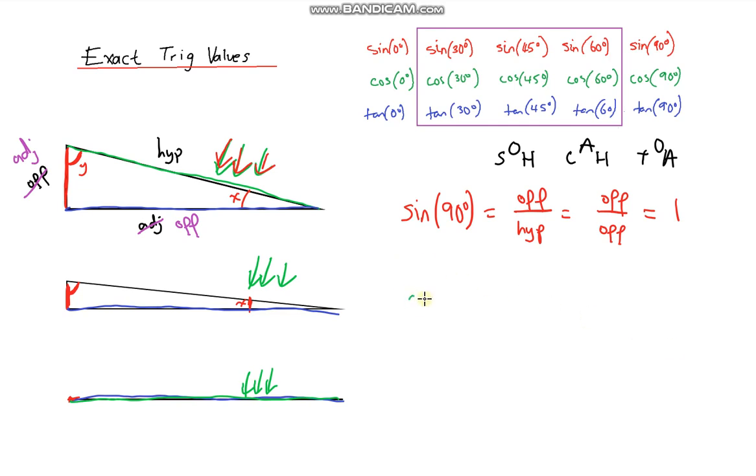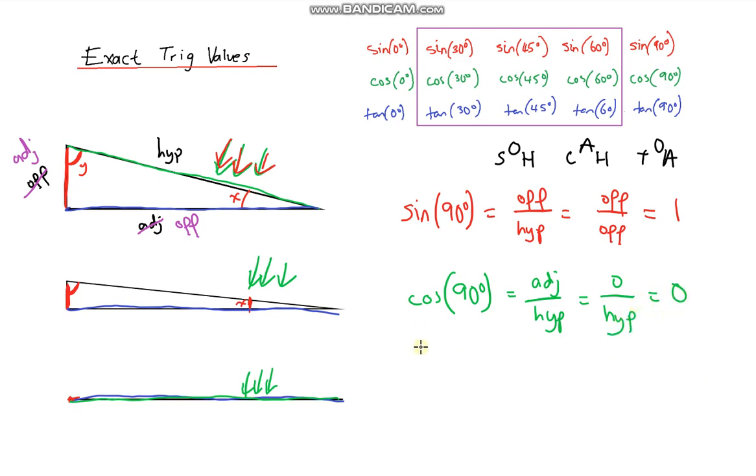Okay, let's have a look at the cosine of 90 degrees. So the cosine of 90 degrees is adjacent over hypotenuse. Okay, this time, now our adjacent is the shorter side. Okay, and again, just like before, as our angle gets larger and larger, so we get closer and closer to 90 degrees, our adjacent gets smaller and smaller until we get to the point where it is 0. And again, 0 over anything is 0.